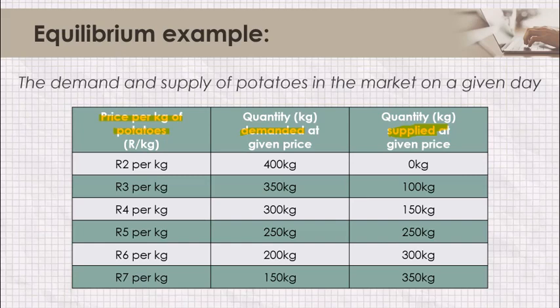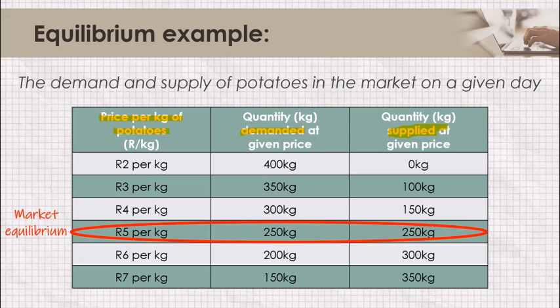At 3 Rand per kilogram, the demand drops a little bit because the price gets higher, but the supply increased to 100 kilograms. Why? Because as price goes up, supply goes up. Then you'll notice at 5 Rand per kilogram, your demand and supply are equal. The amount of potatoes that people are willing to buy at 5 Rand per kilogram is 250 kilograms, and producers are willing to supply 250 kilograms. So there, your market is in equilibrium. Why? Because demand equals supply.